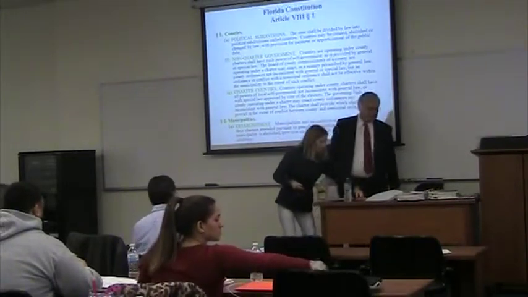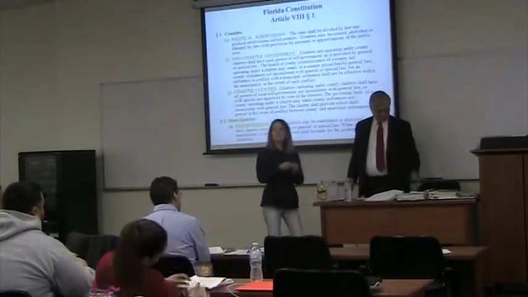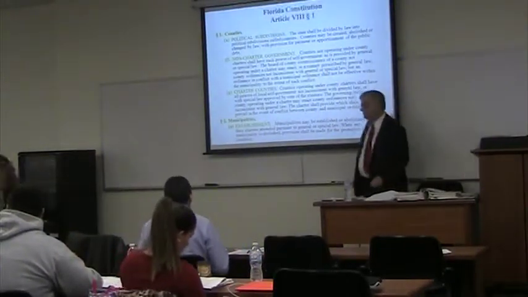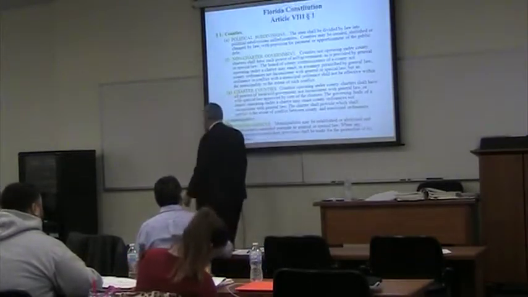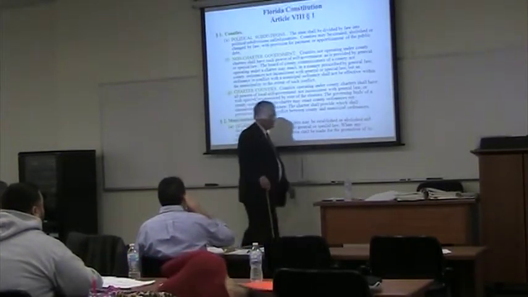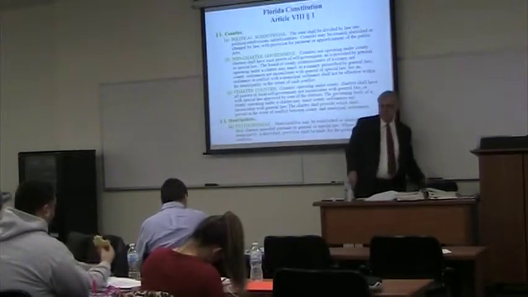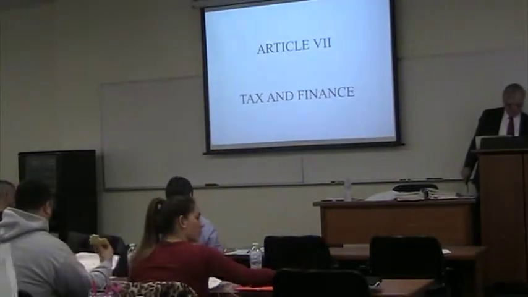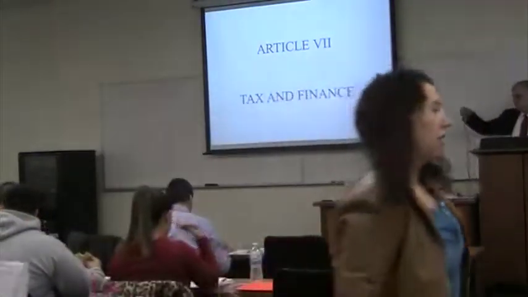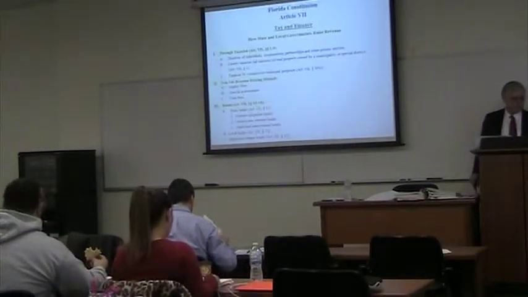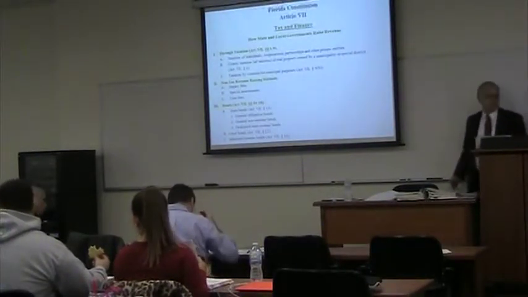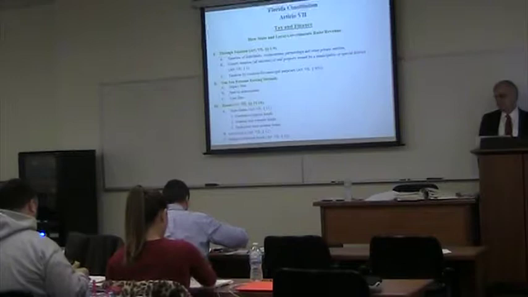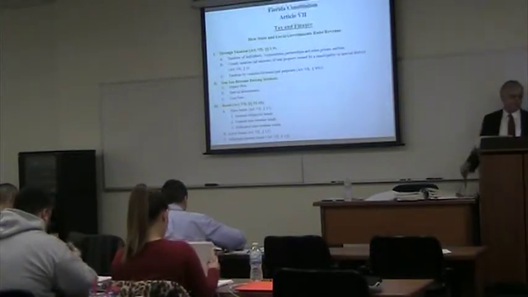Having established the groundwork, we now move into Article 7, Tax and Finance, which is probably the most difficult article of the Florida Constitution. Every state has its own tax and finance provisions, and so we obviously talk about Florida. What we are going to discuss here is how state and local governments raise money, the State of Florida and all local governments thereunder.